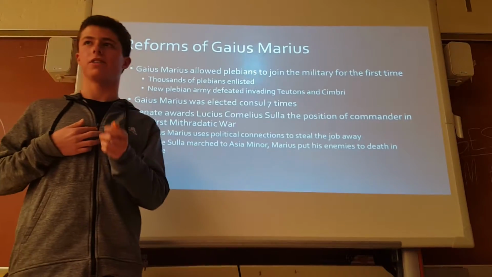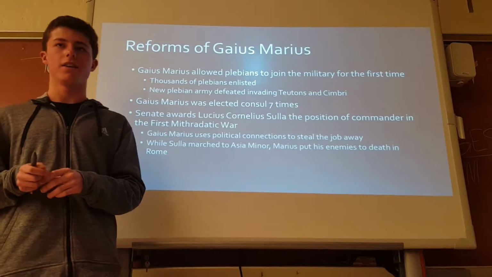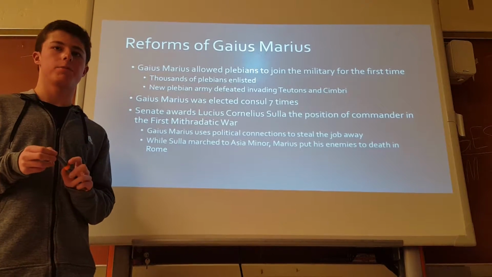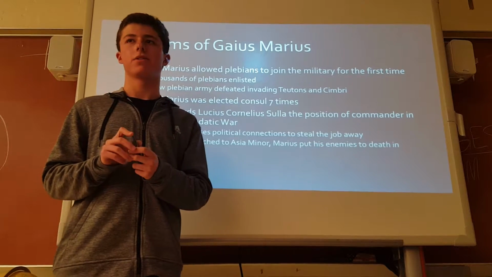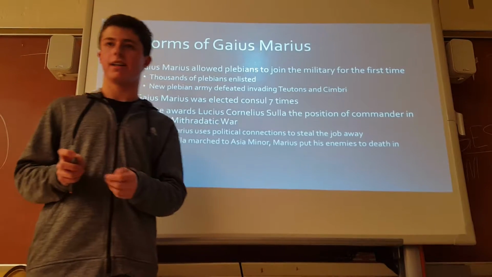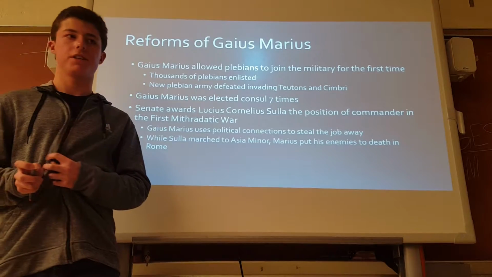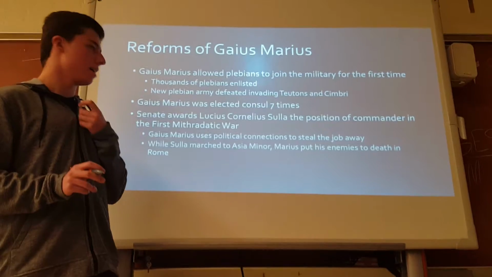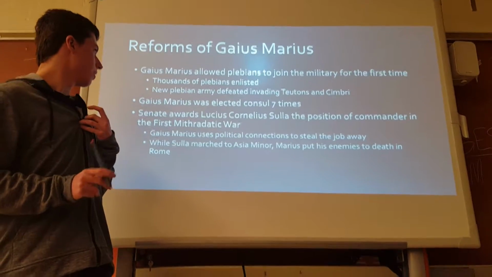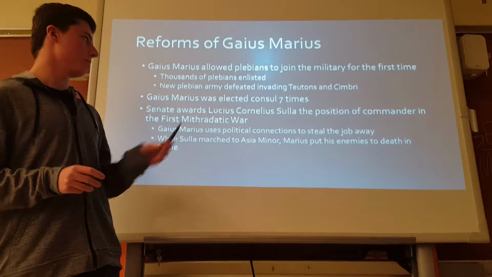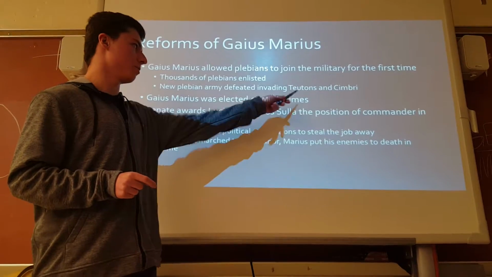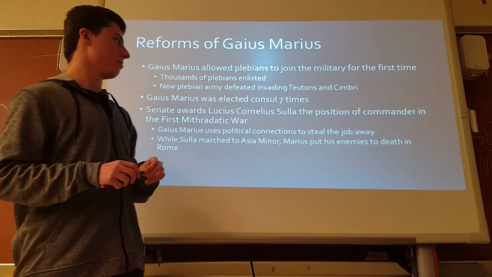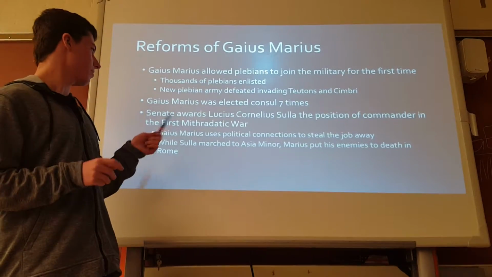Then a guy named Gaius Marius is elected consul. He eventually gets elected 7 times a consul, which is a really big precedent. He's very important because he allowed the plebeians to join the military for the first time. It was kind of like how Napoleon changed the military, basing it on merit instead of patronage. So tons of plebeians enlisted, and that made Rome invincible. Gaius Marius led the plebeian army to victory against invading German tribes, in particular the Teutons and Cimbri.